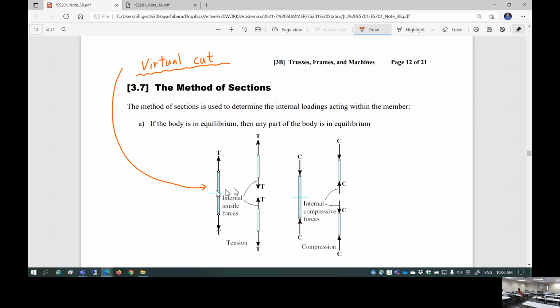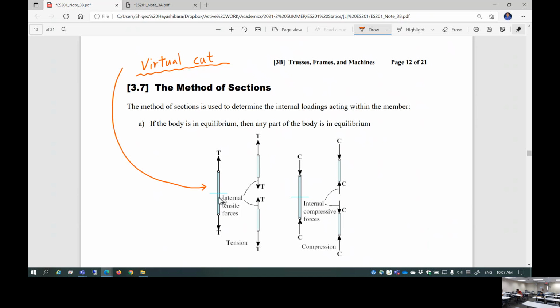So if you completely cut this member right here, obviously perpendicular to the member's axis, okay? That means you're going to introduce internal loading, which is equal and opposite to each other. Equal and opposite is a key term. In other words, if you try to assemble those two virtually cut members, those two forces cancel each other, as if, oh, nothing happened. You just virtually cut, but you really didn't cut it. So if you put it back in, those two forces cancel each other. Okay? So that's what it is.